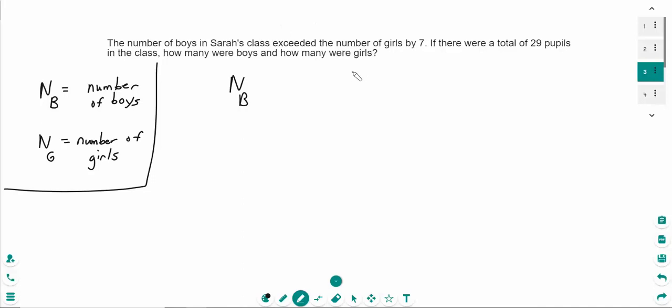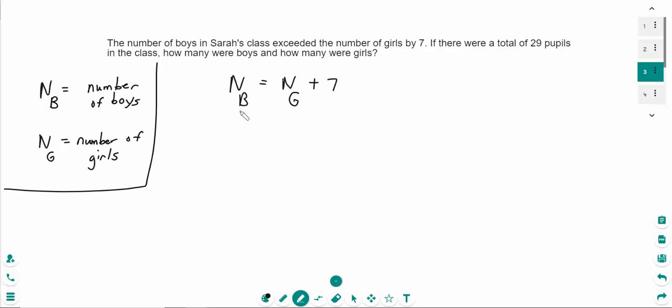Okay, so there are as many boys as there are girls. In addition, there are 7 more boys. Okay, so the number of boys is going to equal all of the number of girls. It's going to equal the whole number of girls, right? Plus 7 more.